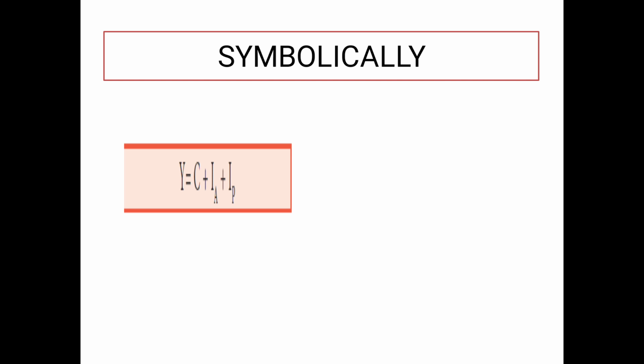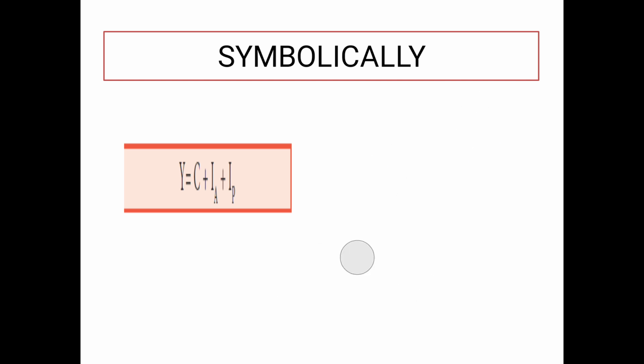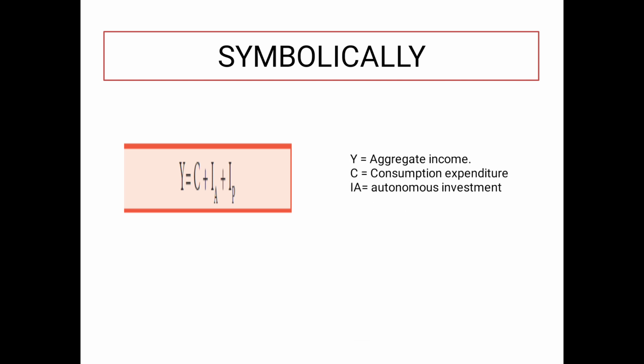So you can represent that symbolically. Y is equal to C plus IA plus IP. What does IA represent? A always represents autonomous investment, and P represents private investment. So this is the formula for our leverage effect. So what is Y representing? What is C representing? IA representing? IP representing?